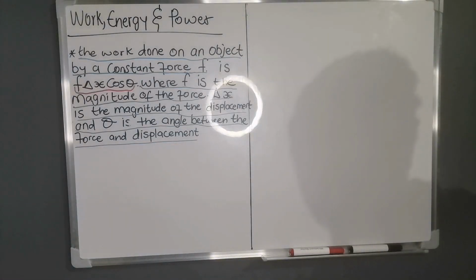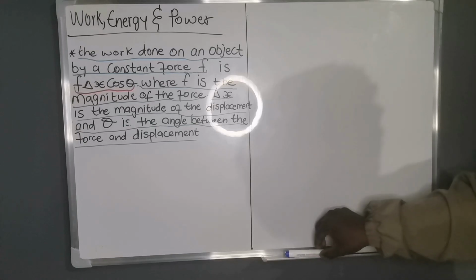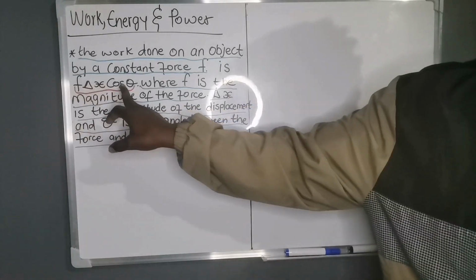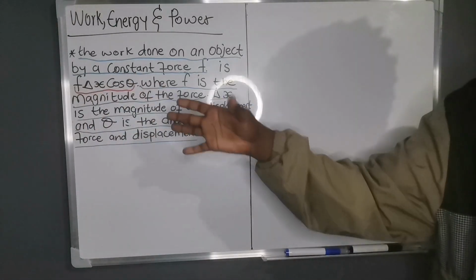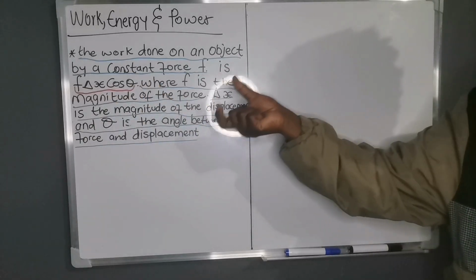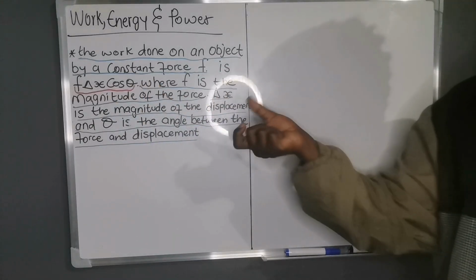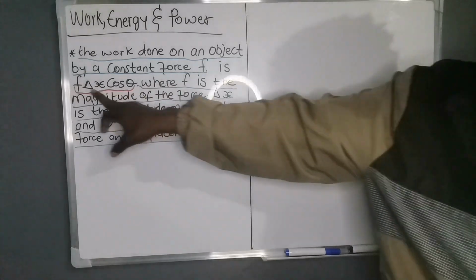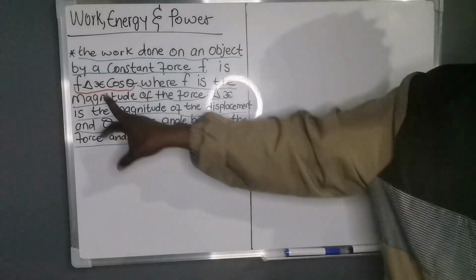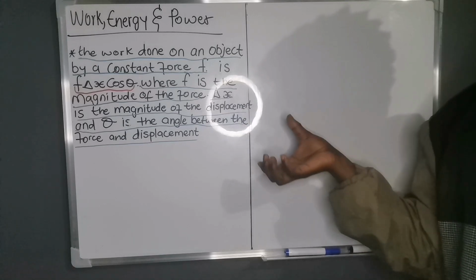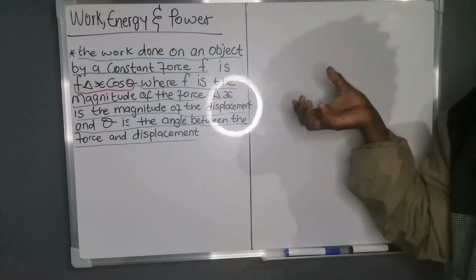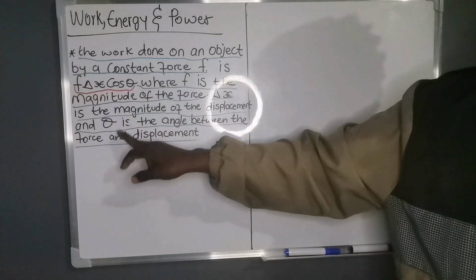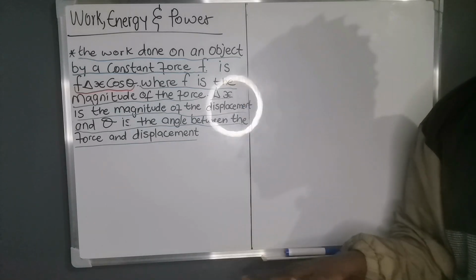Note this last portion of the statement. So guys, this basically explains what these three symbols do in the work done on an object. F is the magnitude of the force acting on an object. Change in x is a displacement. Basically, displacement is the distance or the length of the object from point A to point B. This is the length. And theta is the angle between the displacement and the force, or the force and the displacement.